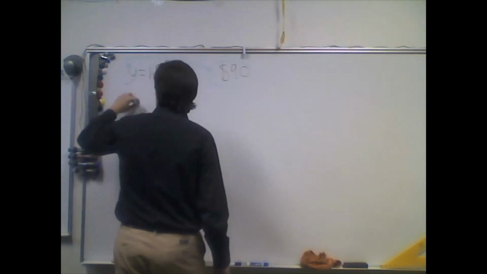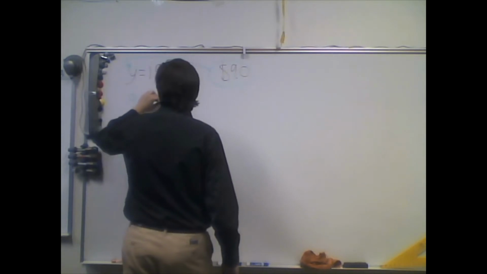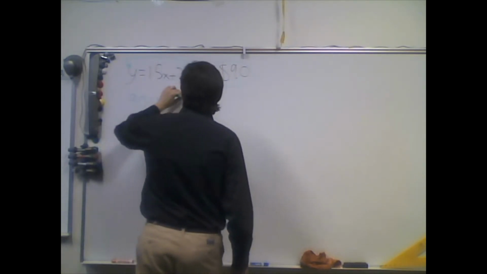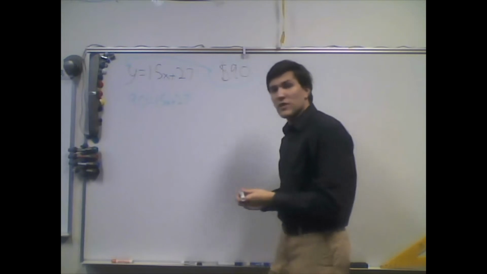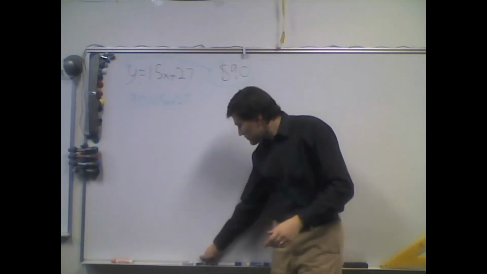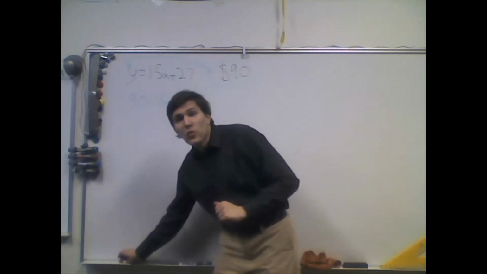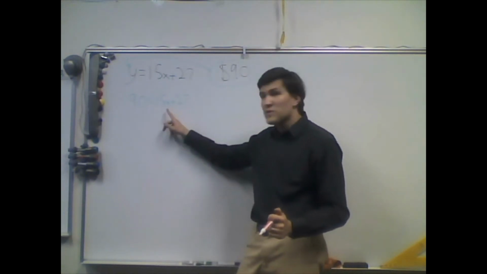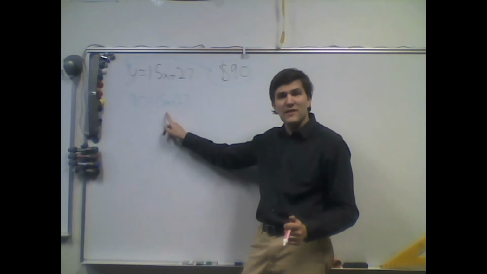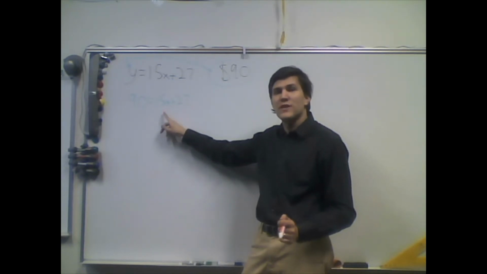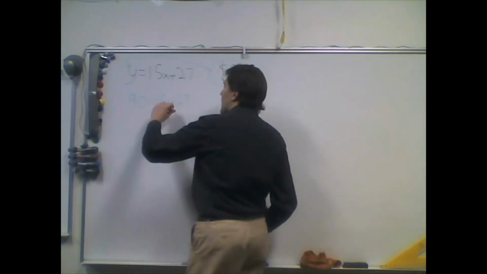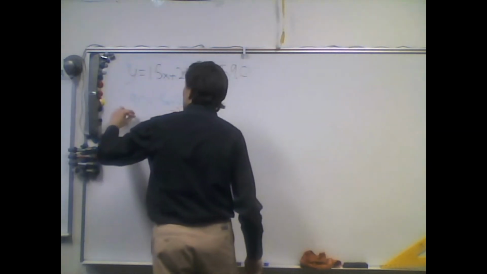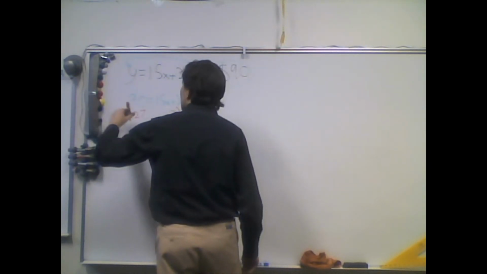So we're going to write this as 90 equals 15x plus 27. Next, we're going to subtract 27 from both sides. Remember, at this point, our goal is to get the x, this variable, by itself, so we can solve for it. So we have to subtract 27 from both sides.